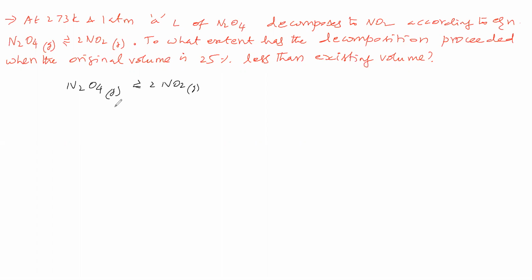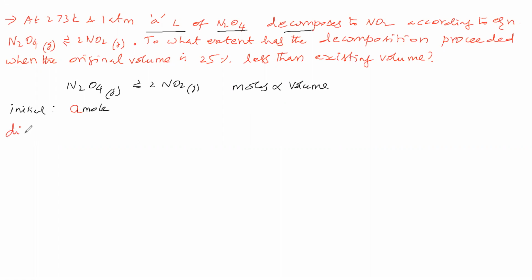Initially, how much do we have to see? So initial moles we will take. Normally we take 1 mole, but they have given A liters of N2O4 decomposes. Therefore, initial N2O4 is A liters. Number of moles is directly proportional to volume under similar conditions of temperature and pressure. Therefore, initial moles we will take as A moles.